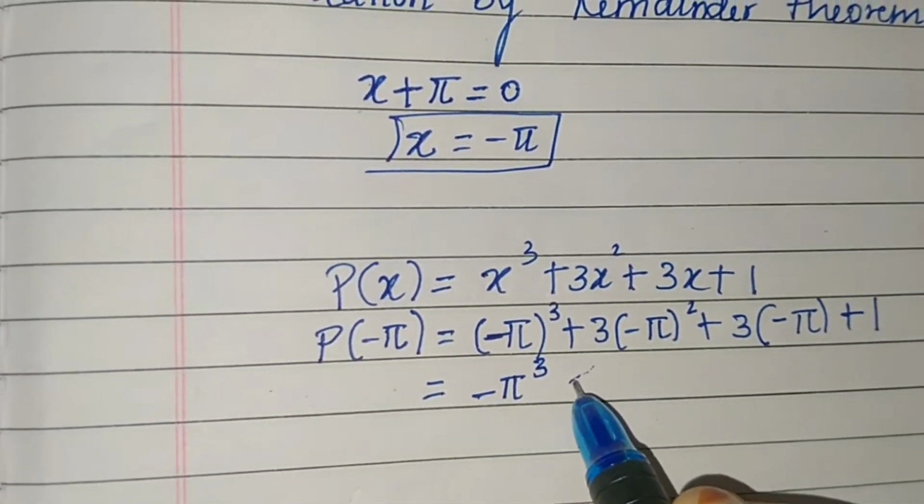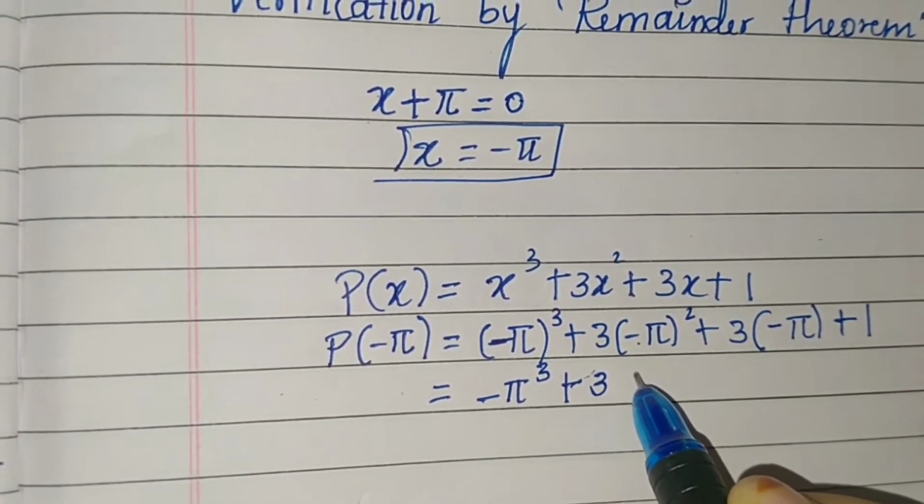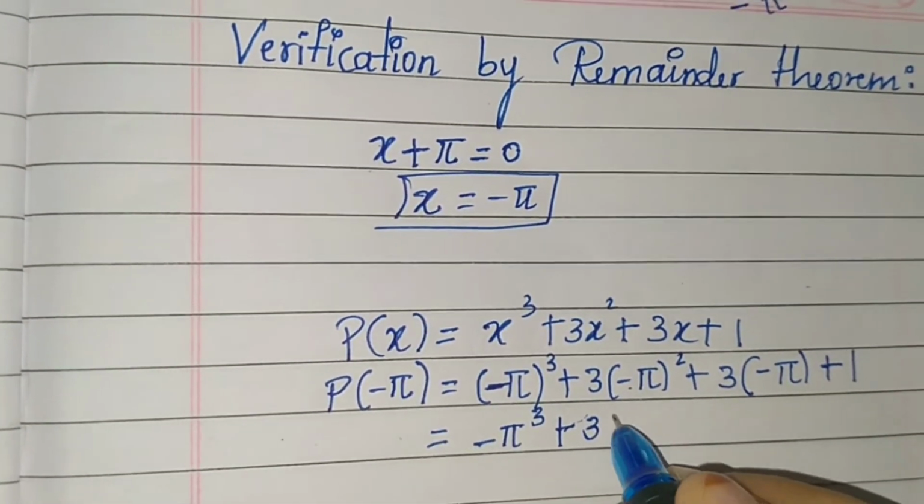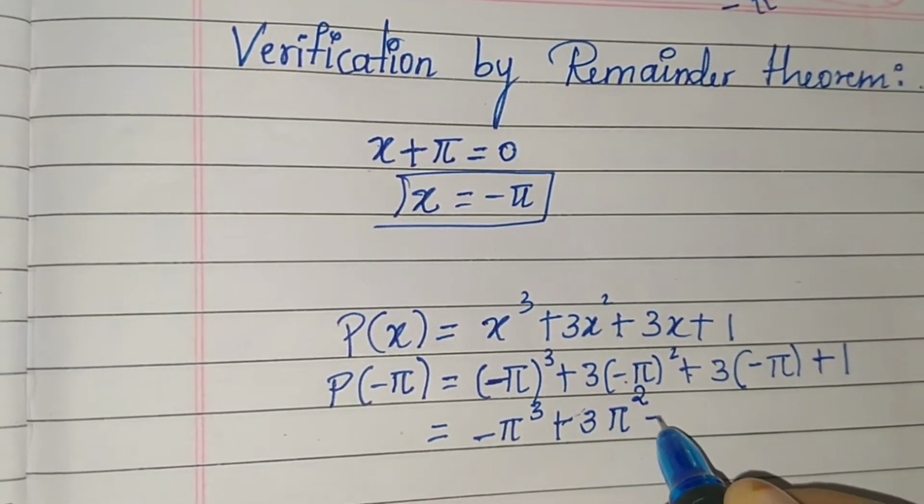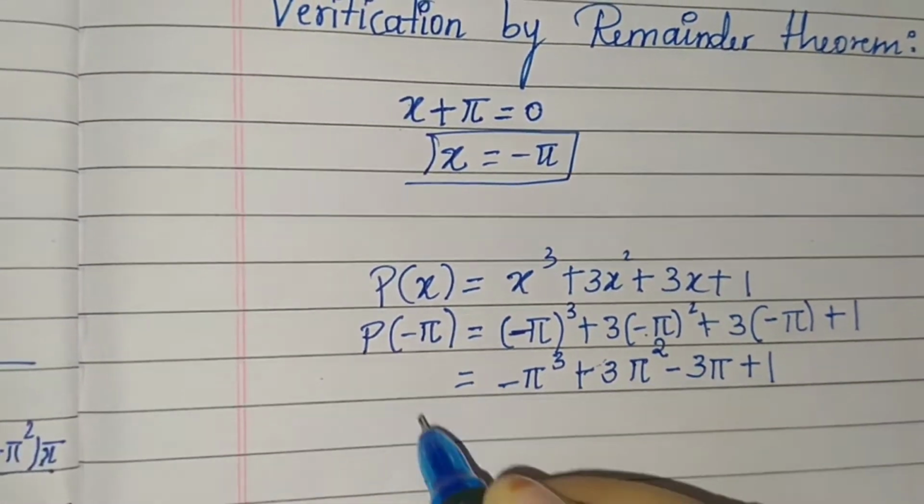Here also the same thing, but 3. Here minus pi square is there, right? Minus pi the whole square is there. That means minus into minus is plus, isn't it? Directly pi square. So here plus into minus is minus 3 pi plus 1.